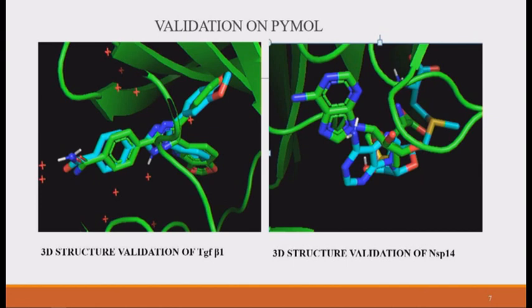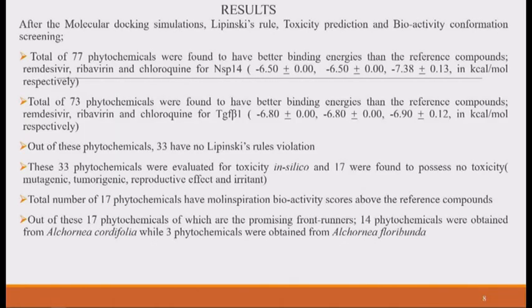So this is the picture. Next slide. Okay, now these are the results. Like I said, you do molecular docking. After the molecular docking, Lipinski rule, toxicity effect, bioactivity. Now we used 113 phytochemicals, and we discovered that 77 for NSP14 have proven to have higher binding energies than the reference compounds we used. And these are the binding energies in kcal per mole for the reference compounds. And also for TGF beta 1, we discovered that a total of 73 phytochemicals have higher binding energies than the reference compounds. These are the binding energies for the reference compounds in kcal per mole.